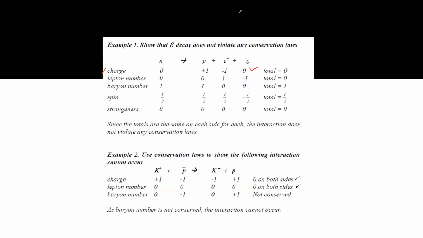So tick for the charge. Then you check the lepton number. Lepton number, for every lepton, it is plus 1, and for anti-lepton, it is minus 1. Neutron is a baryon, so it's not a lepton. That's why it is 0.